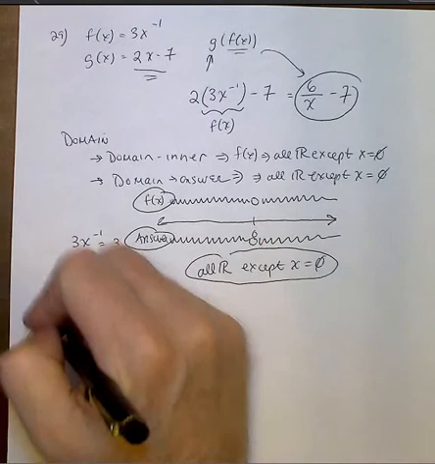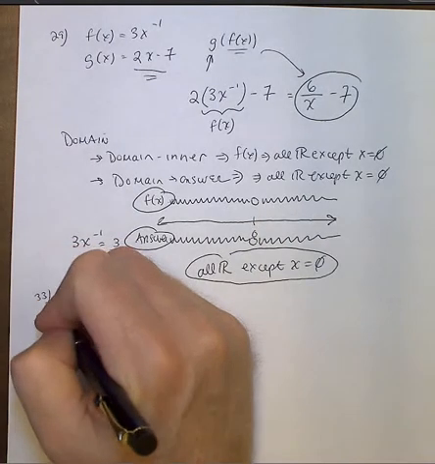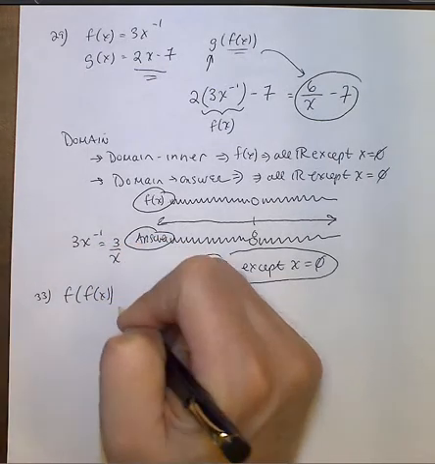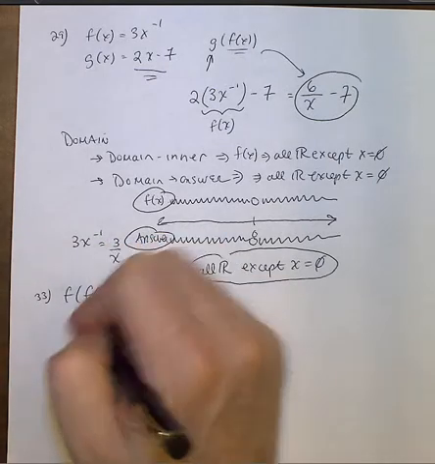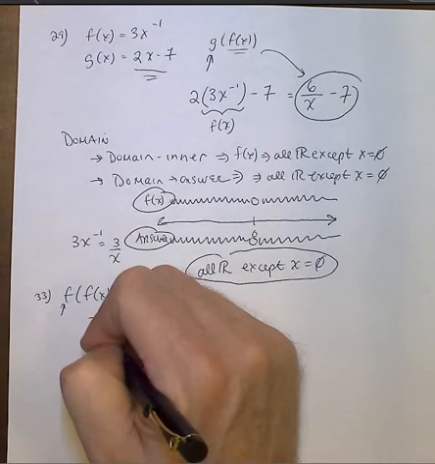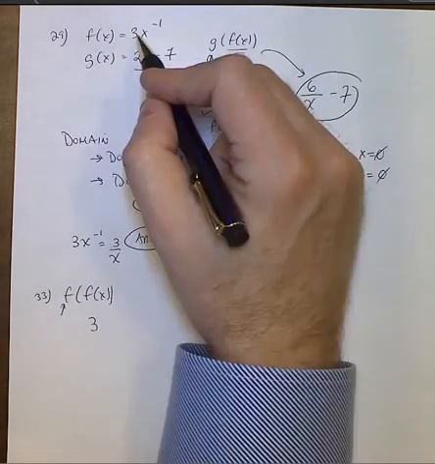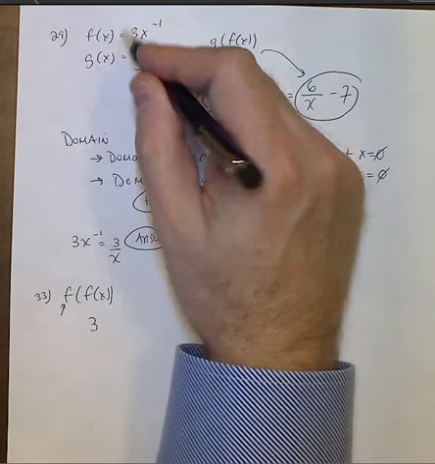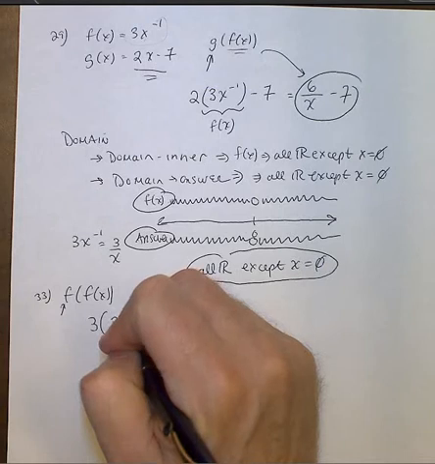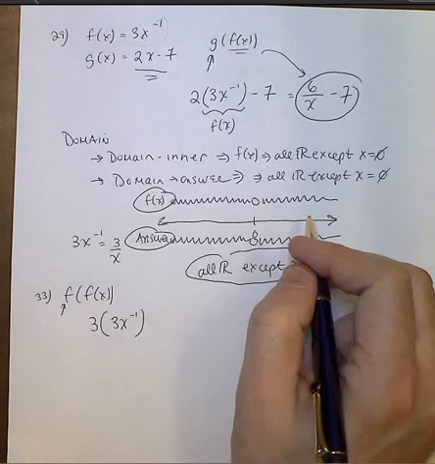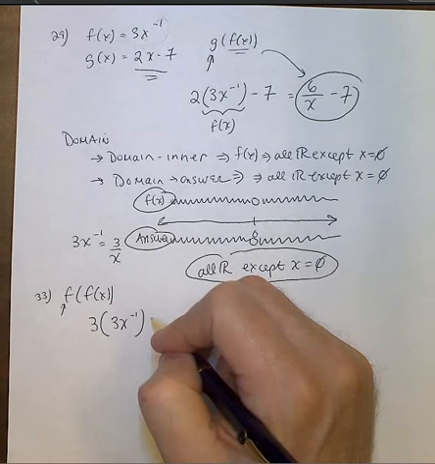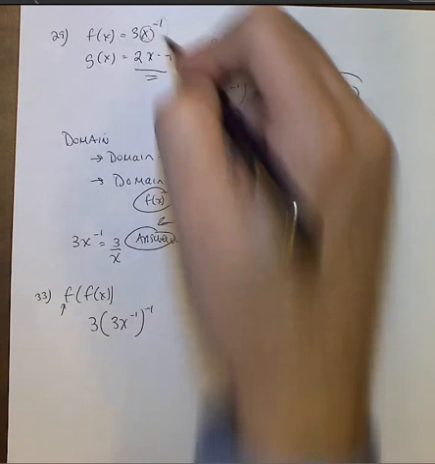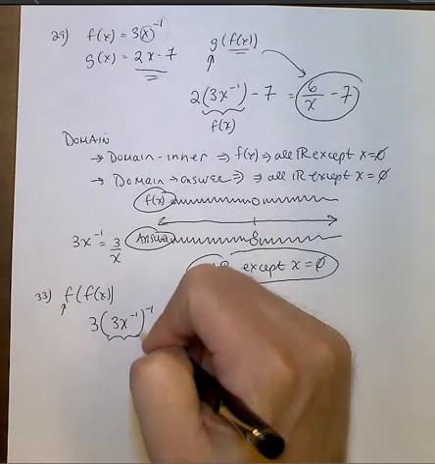In number 33, we're asked to do f of f of x. So we start with f, because f is our outer, and we have 3. And then we hit our first x. Well, what do we substitute in for x? We substitute in f of x. So we put f of x in, and that's it. And that's to the negative 1. So this x right here, that f of x is right here.